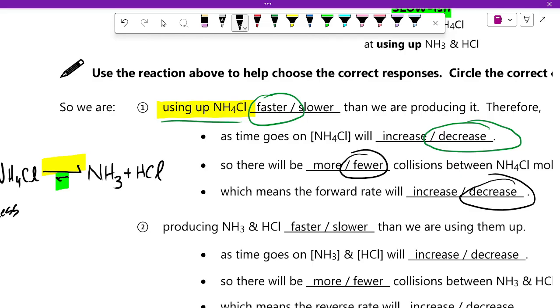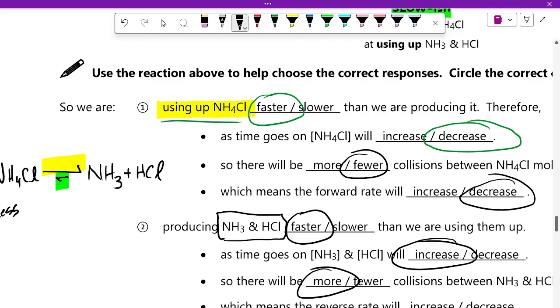Second one, we are making more. We are producing NH3 and HCl. Are we producing them faster or slower than we are using them up? Faster. As time goes on, NH3 and HCl concentrations will increase, yes. And if those concentrations have increased, will there be more or fewer collisions?